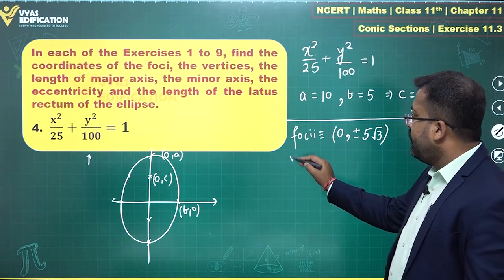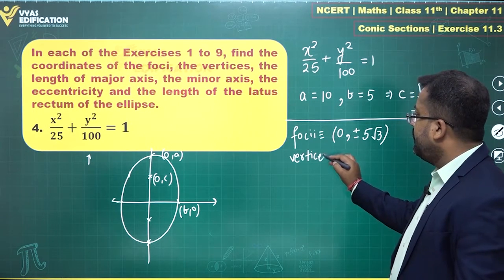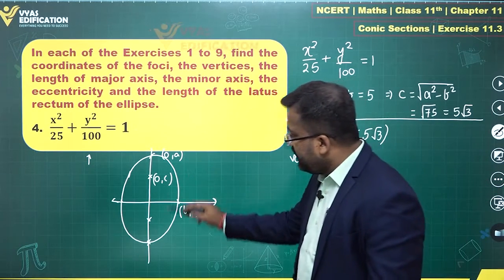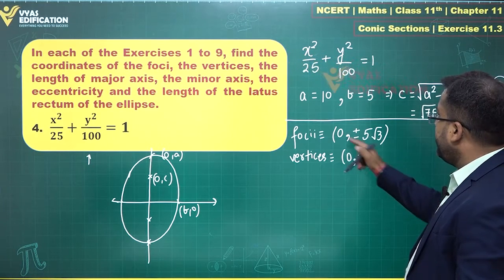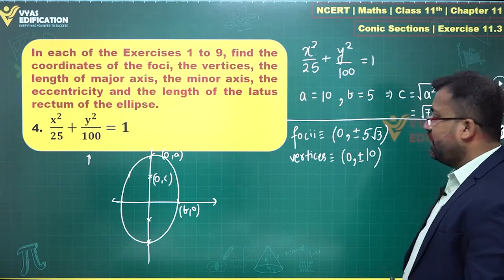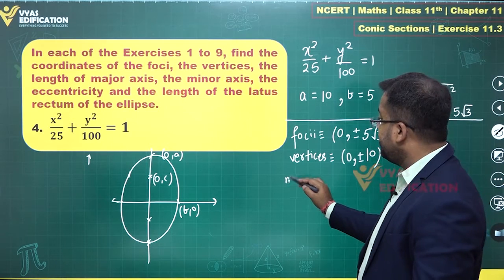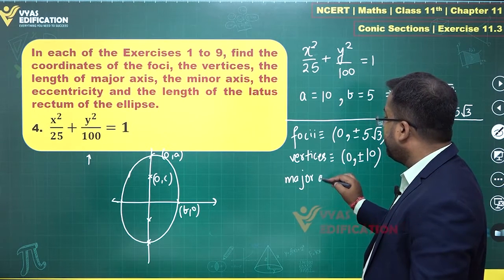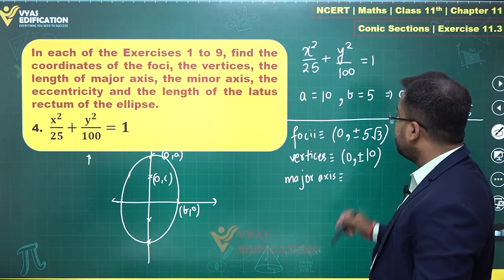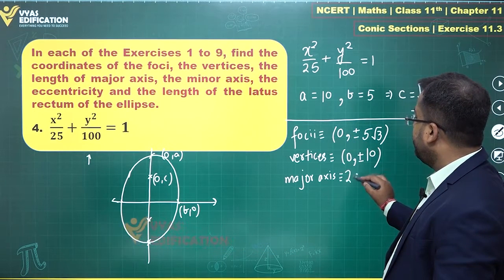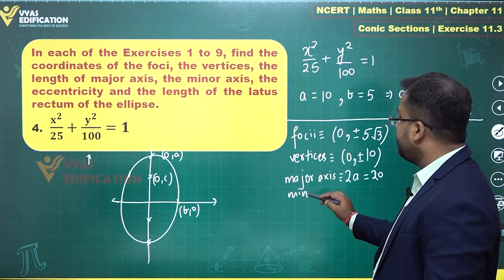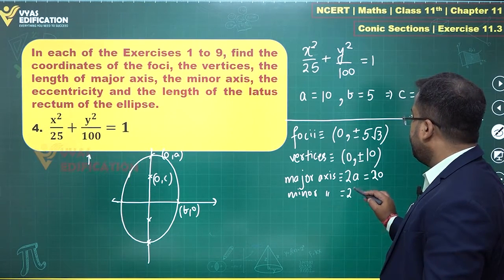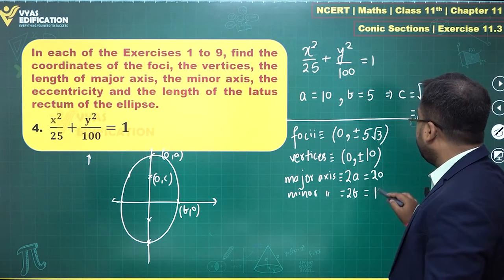Okay, vertices. Next we need the vertices 0 comma a, 0 comma minus a, which will be 0 comma plus or minus a, which is 10. Okay, what next? Major axis. Major axis will be 2a, which is equal to 20. Minor axis will be 2b, which is equal to 10.